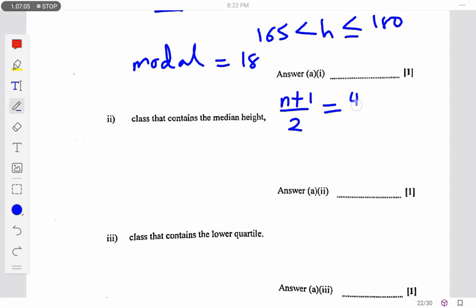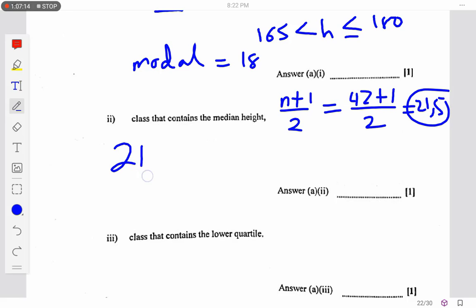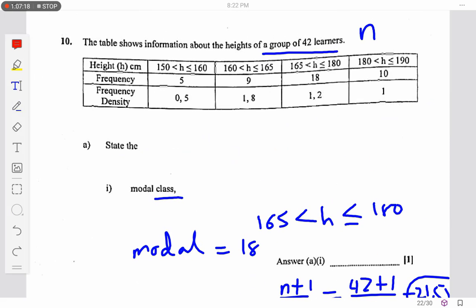So it's going to be 42 plus 1 over 2. We get 21.5. So it's going to be the 21.5th term. That's the term. Let's go and see where that term is.